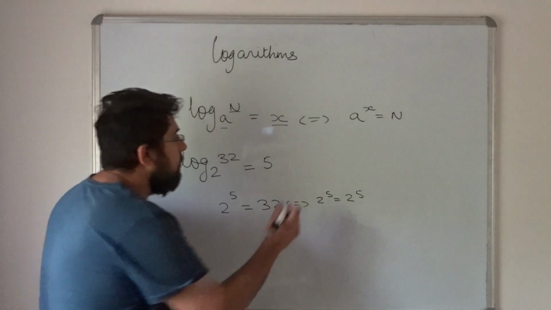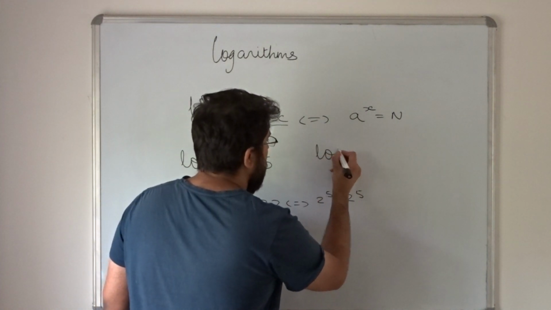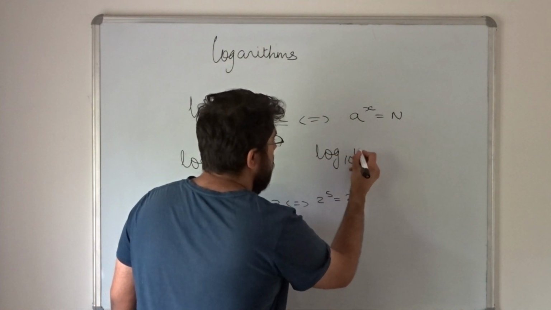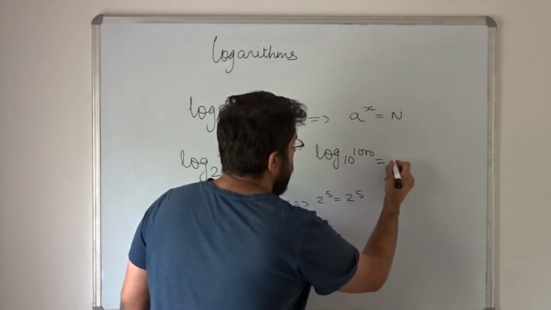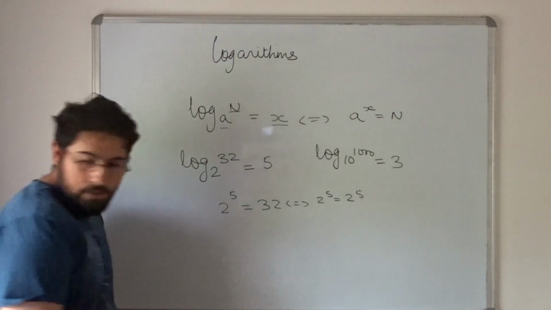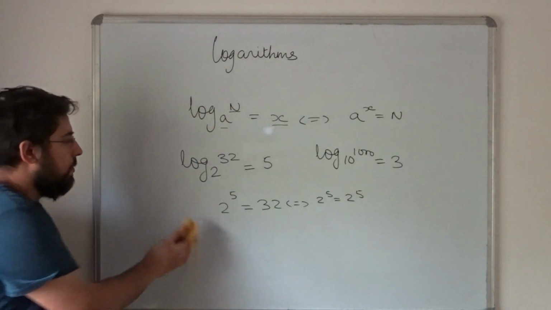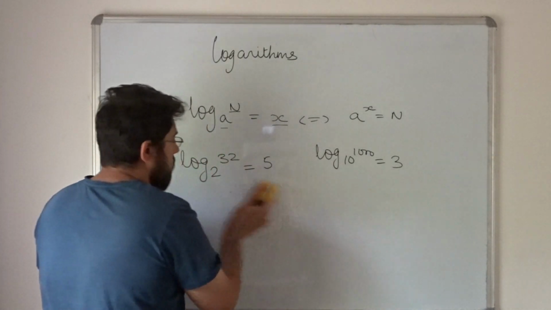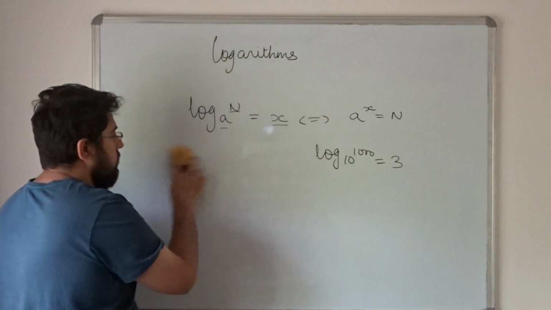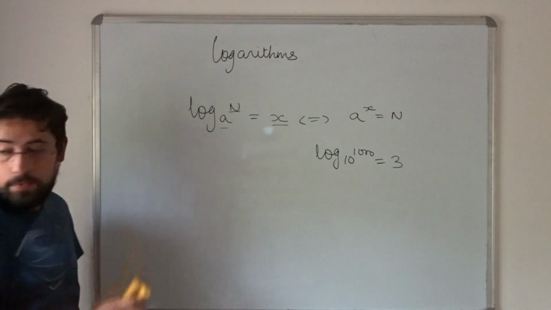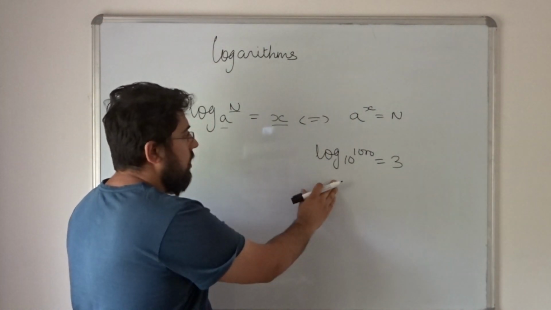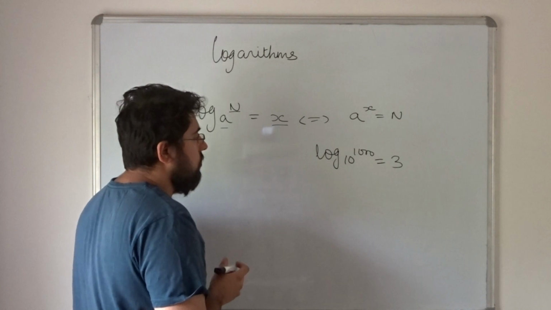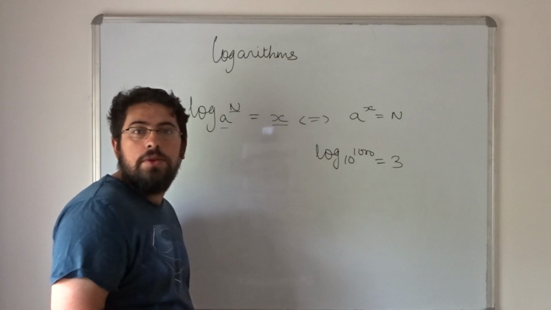Okay? So let's take another example. Let's take maybe log base 10 to the power 1000. Okay, log base 10 to the power 1000 equals 3. So how would you write this, guys? This is again very simple.